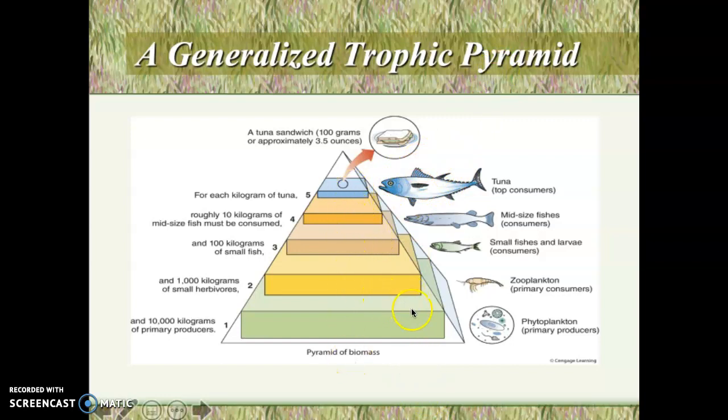And you can see that this tells us that most of the life in the ocean is going to be at this primary producer level. It will be the photosynthesizers. And then the second largest group will be just the next level up. You're not going to have very many tuna. You're going to have a lot of zooplankton and phytoplankton.